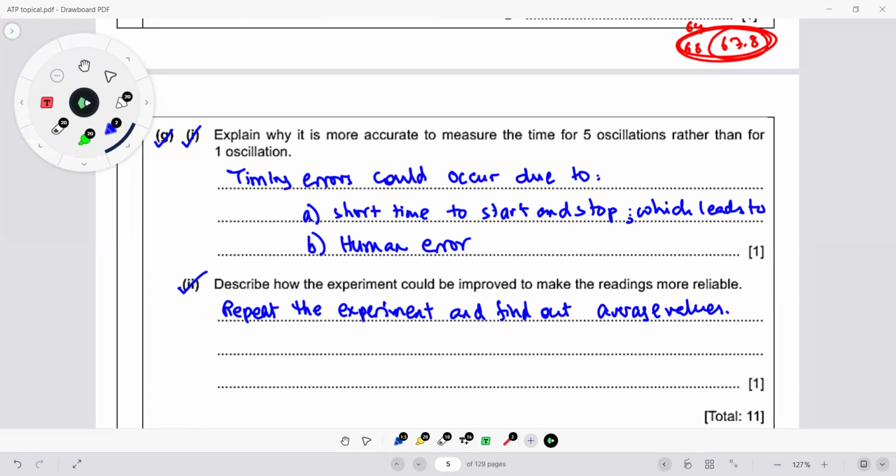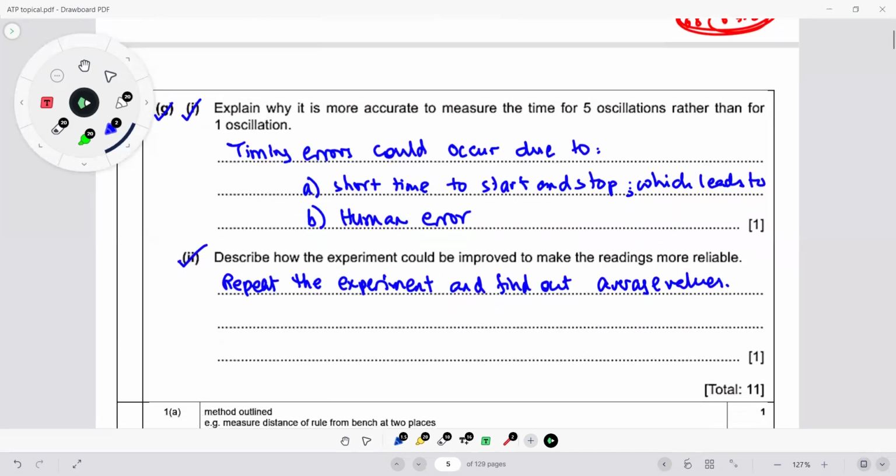So you need to understand, you take 5 oscillations, and I gave it a trial run. Why? Because I was checking if even 5 oscillations were enough to measure the time. So you need to understand, the greater the number of oscillations, the greater the amount of time you have to start and stop the stopwatch. Okay. Then it says, describe how the experiment could be improved to make the readings more reliable.